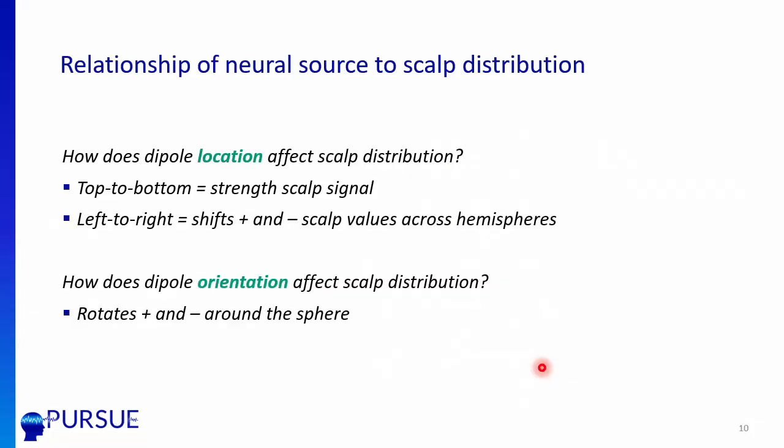So how does the dipole location affect the scalp distribution? When you saw it go from top to bottom, it changed the strength of the scalp signal, so the amplitude of the waveform. Left to right shifts the positive and negative scalp values across the hemispheres from the left to right. And when you saw the dipole orientation change, that changed the positive and negative around the sphere, around the head itself.